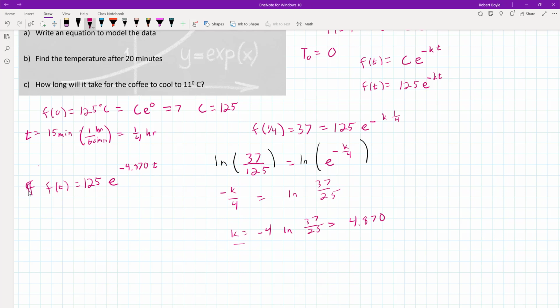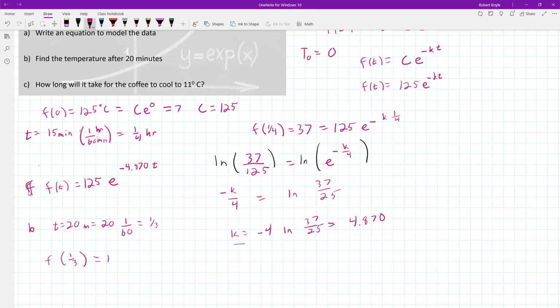Okay, and with that in mind, we can do part B. In part B, we want to figure out the temperature 20 minutes later. Well, if that's the case, then t is going to be equal to 20 minutes, which is equal to 20 minutes times 1 over 60 minutes in 1 hour, which is going to give us 1/3 of an hour.